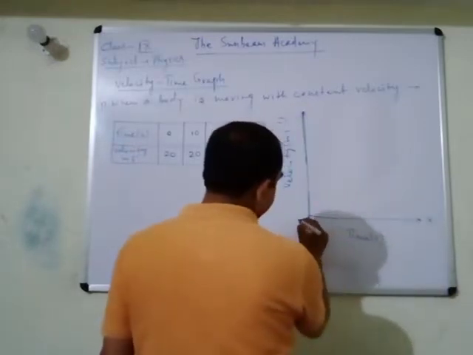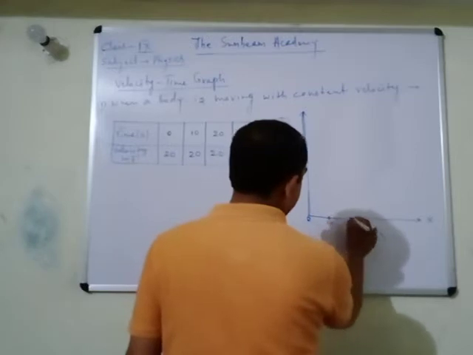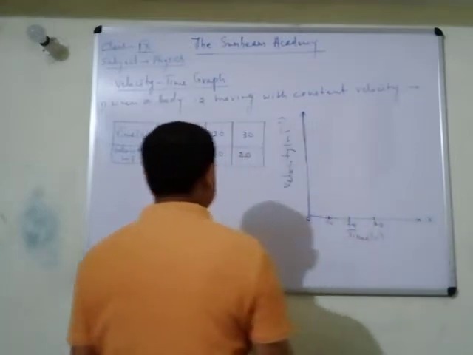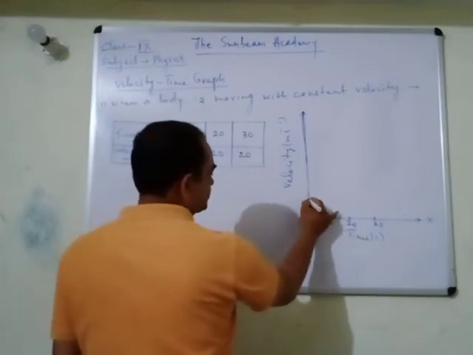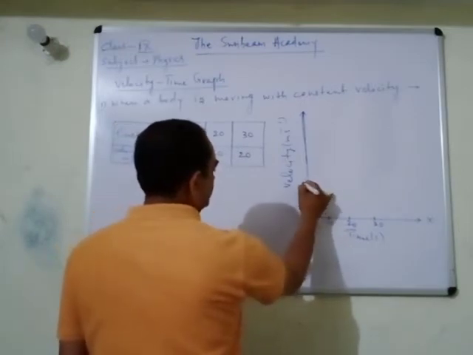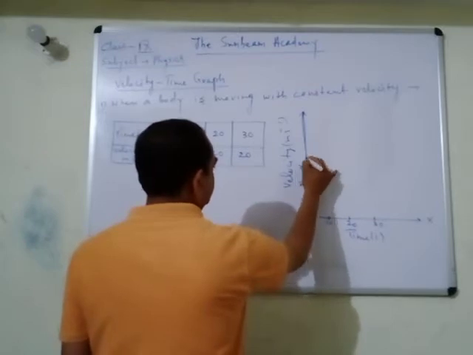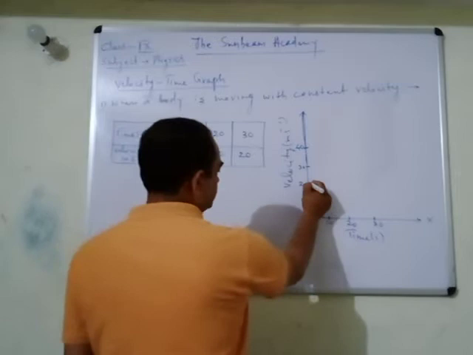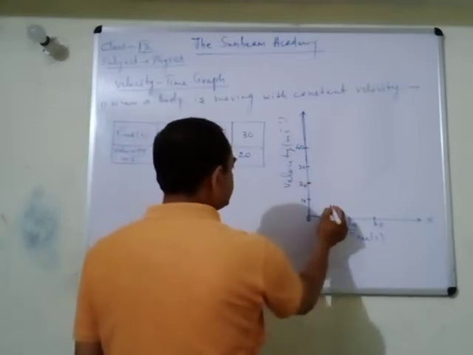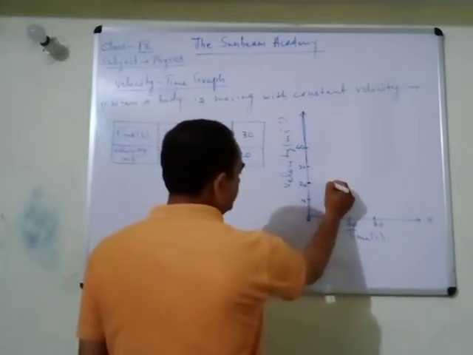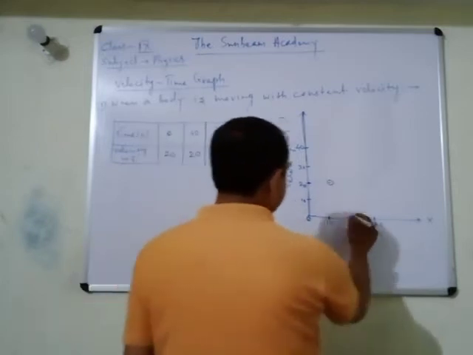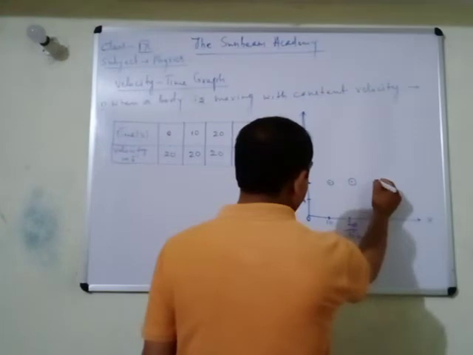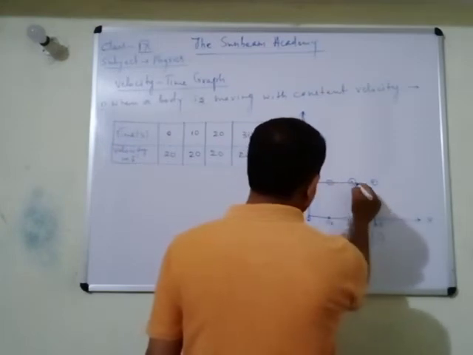Time is represented in seconds: 0, 10, 20, 30. Velocity I have to represent on the y-axis: 10, 20, 30, 40. When time was 0, velocity of the body was 20. When time is 10, velocity is also 20. You will get this point. When time is 20, velocity is 20. When time is 30, velocity is 20. You will get this line.